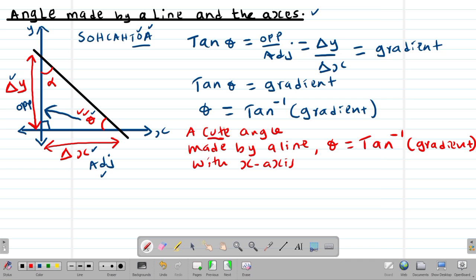So, then we can also find what we call the obtuse angle. Remember, obtuse angle is an angle lying between 90 degrees to 180 degrees. So, this is what we are calling the obtuse angle. This angle here, I can denote it by beta.